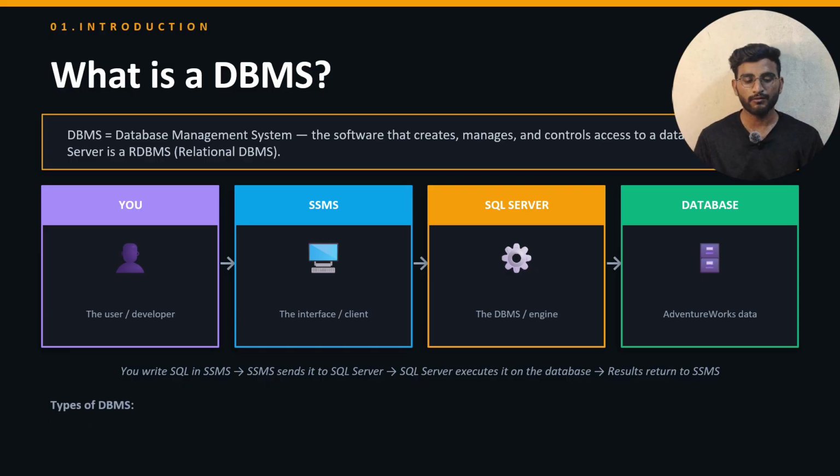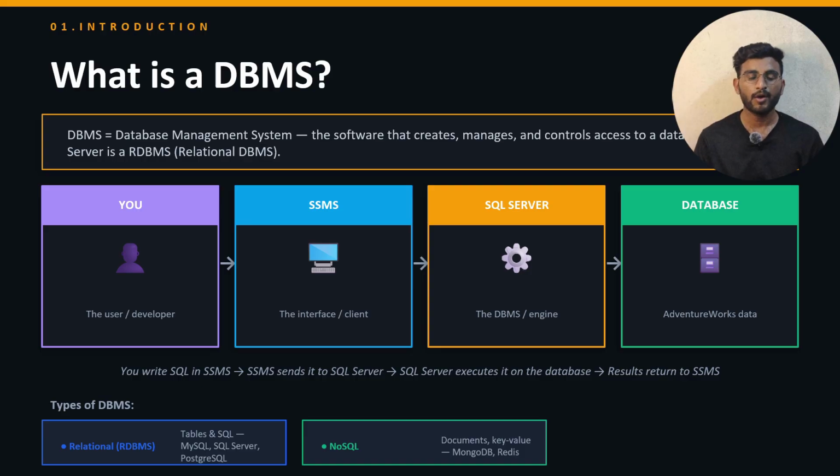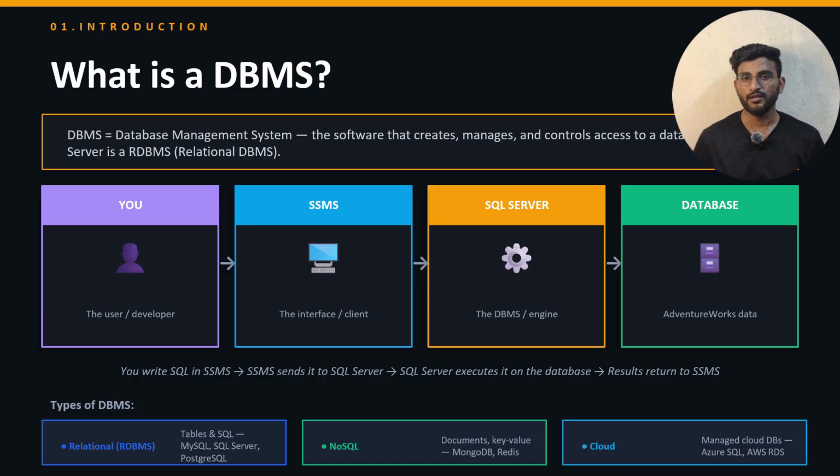We have different types of database management systems. For relational database management systems, we have MySQL, SQL Server, PostgreSQL. For non-relational, NoSQL databases, we have MongoDB, Redis. Currently, cloud fully managed databases are also there, like Azure SQL DB, AWS relational database. These are cloud fully managed database management systems.